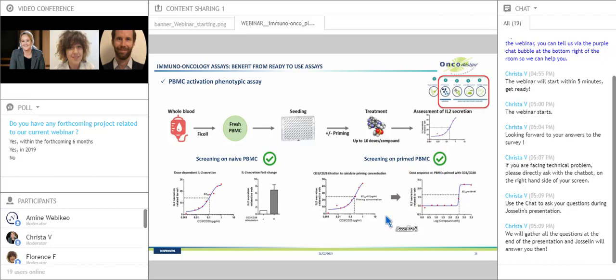In the first step, you titrate the PBMC with CD3, CD28 to estimate the priming concentration, which is roughly the EC50. And then you use this concentration to stimulate the PBMC and look for top-up effects of your compound of interest at different doses.